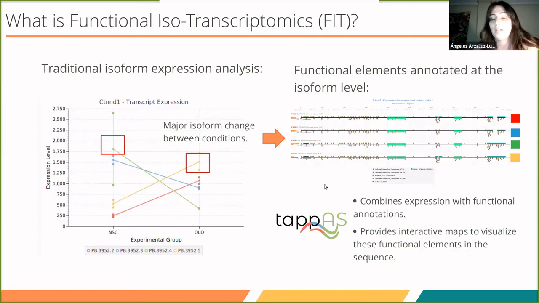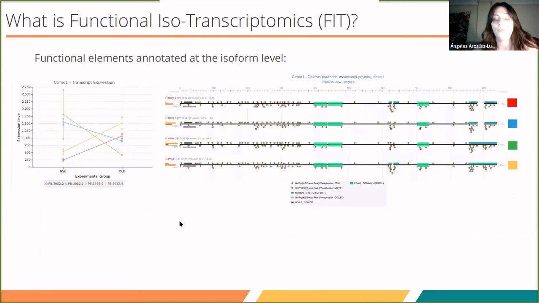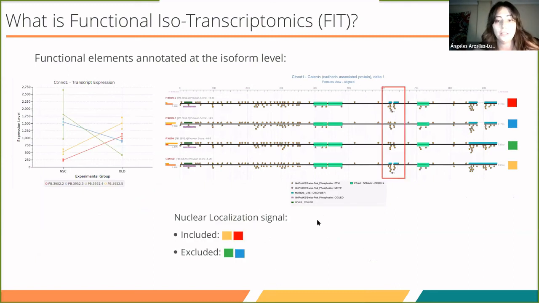So before we dive into tappAS functionalities, I'm gonna show you a brief example of how this works. So thanks to the functional annotation, we know the correspondence between these isoforms on the left and the different features, motifs, domains, et cetera, that they contain. Take, for instance, this catenin delta gene, which has this nuclear localization signal, and it is included in two of its isoforms, and it's excluded in the other two.